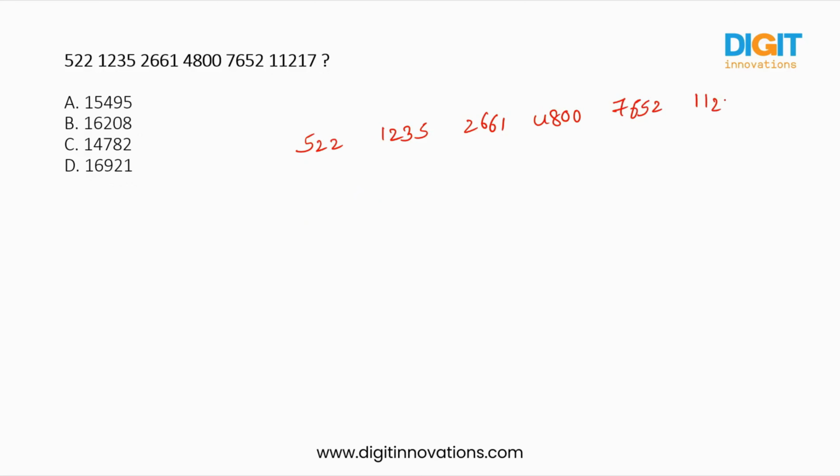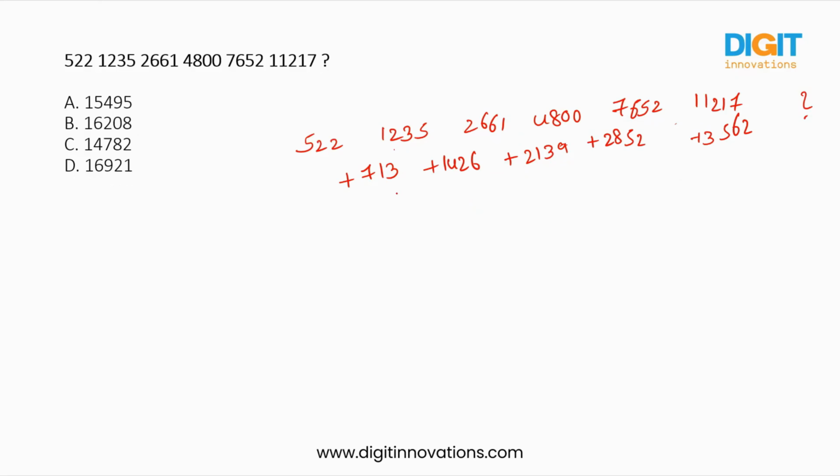52, 11,217. So first, let us go with the addition. It is increased with 713, and this is increased with 1426, and this is increased with 2139, and this is increased with 2852, and this is increased with 3565. So what would be the next value? Is there any clue here? No, I didn't get any clue.